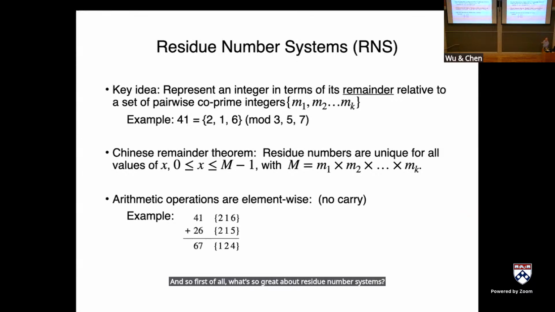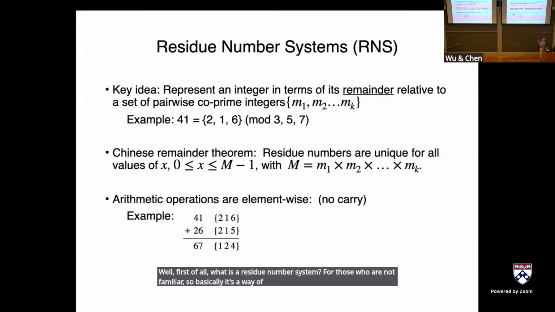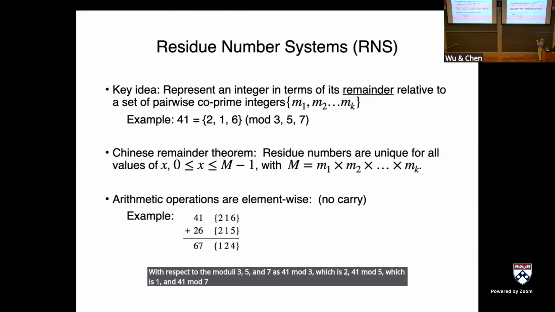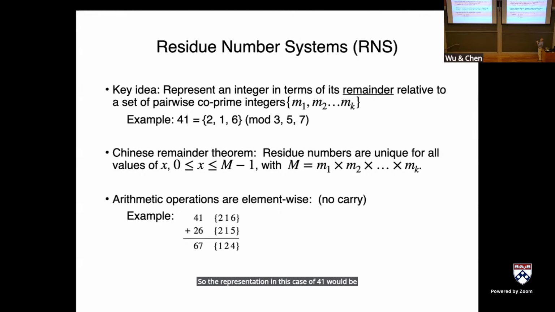Well, first of all, what is a residue number system? For those who are not familiar, it's a way of representing a number modulo a set of base numbers. So it's a modulo number system. For example, here you would represent the number 41 with respect to the moduli 3, 5, and 7 as 41 mod 3, which is 2, 41 mod 5, which is 1, and 41 mod 7, which is 6. So the representation in this case of 41 would be 2, 1, 6.